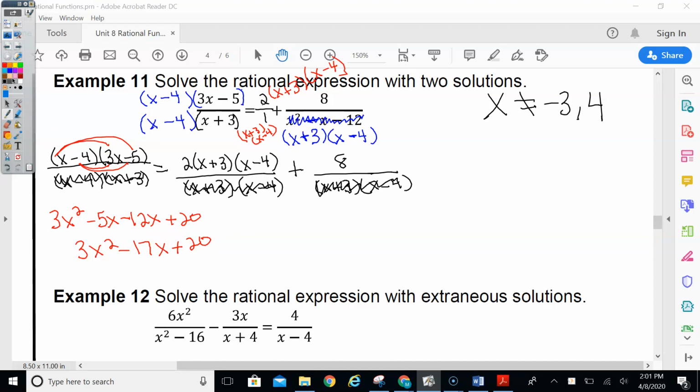And then on the other side, I need to do the same thing. So here, I'm going to FOIL this out first and then distribute. I'm going to get an x squared minus 4x. Actually, it's this answer up here. So I'm going to get a minus 4x and a plus 3, which is a minus x, and then a minus 12. But I have to multiply it by that 2 in the front. So here I'm going to multiply this by 2. And then I have that plus 8 on the outside. So I'm going to end up with 2x squared minus 2x minus 24. And then the plus 8 at the end.